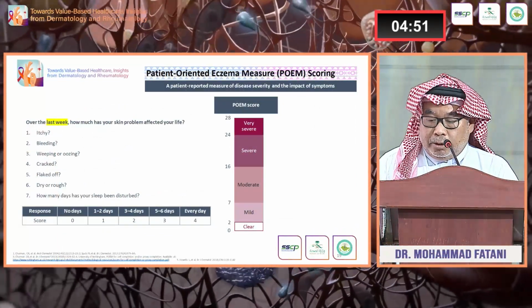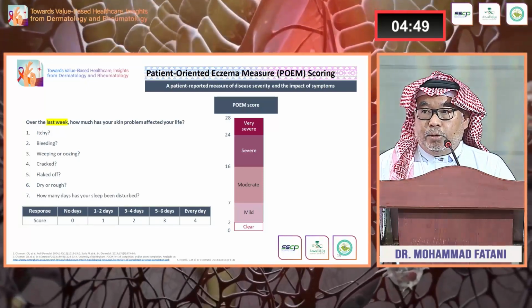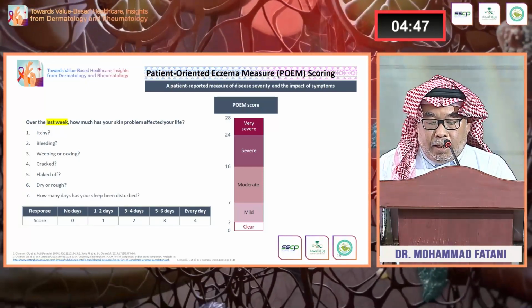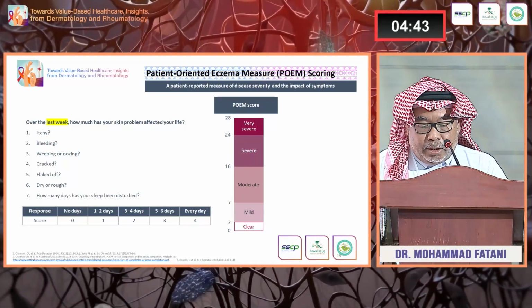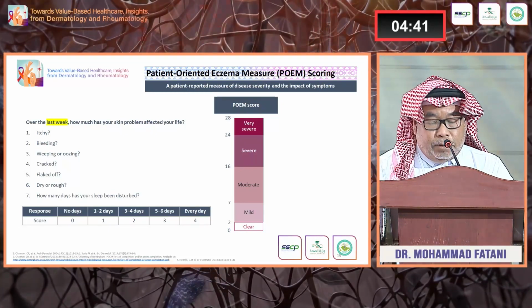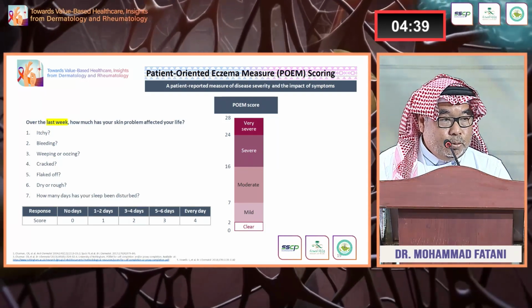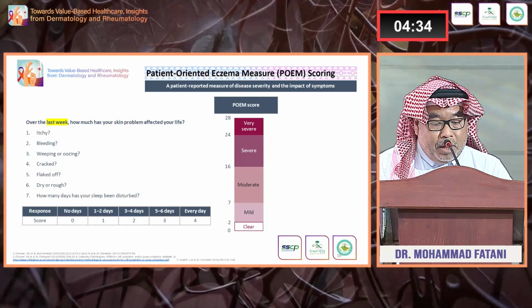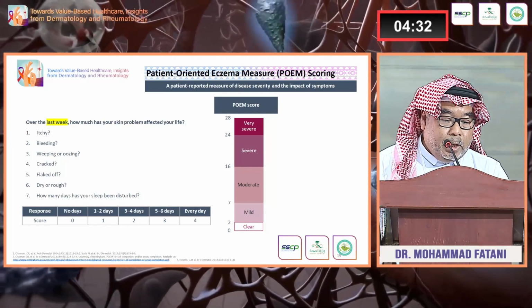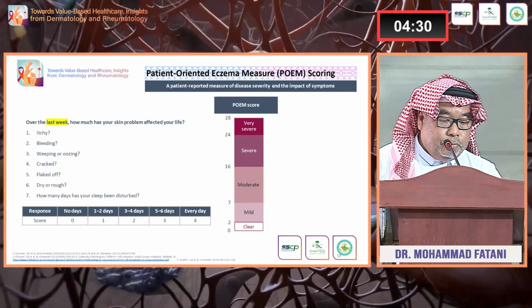How to respond? Score 0 means there is no day affected during the last week. 1 to 2 days affected among 7 days scores 1, and if it is every day, the score is 4. How to interpret? If 0 to 2, it is clear; 2 to 7, mild; 7 to 16, moderate; and if it is very severe, 24 to 28.